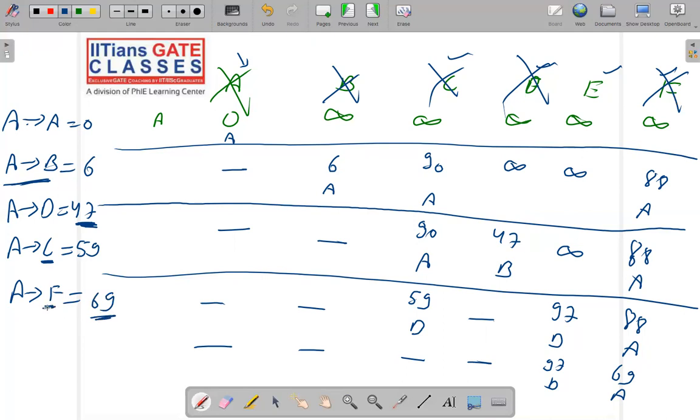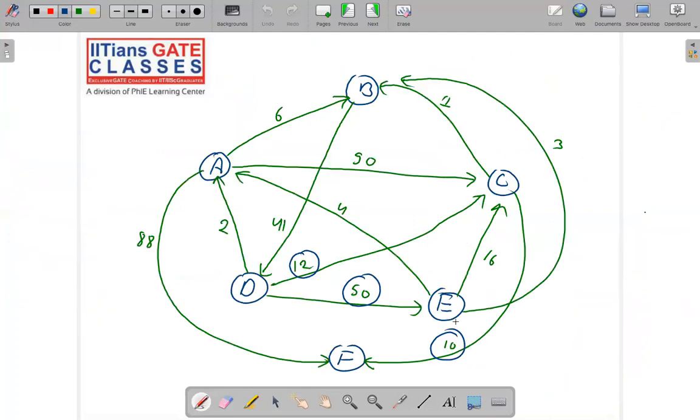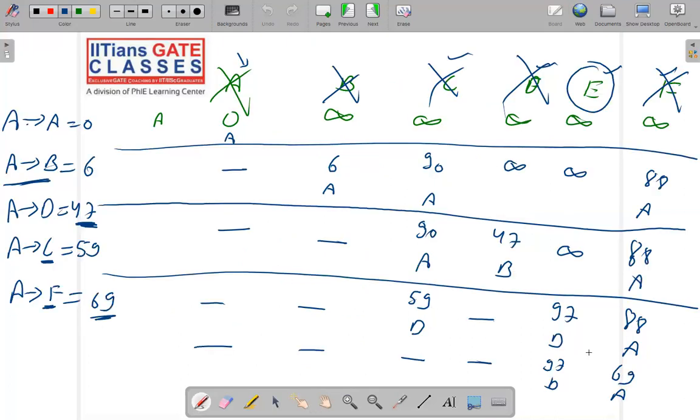Now using this 69, A to F, can we reduce A to E? Let's see. From F to E, there is no edge, so it doesn't matter. So this is the last one. We eliminate this and we say that A to E will take 97. So this is how we can calculate the shortest path from source to all other nodes.